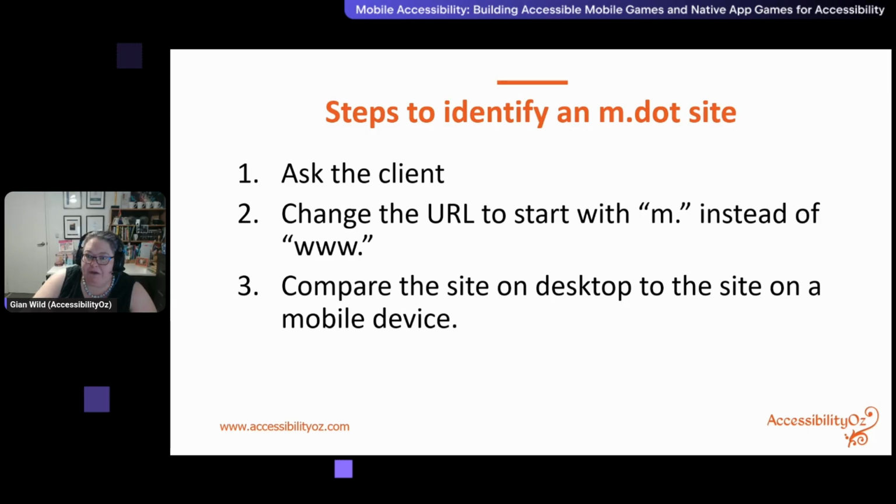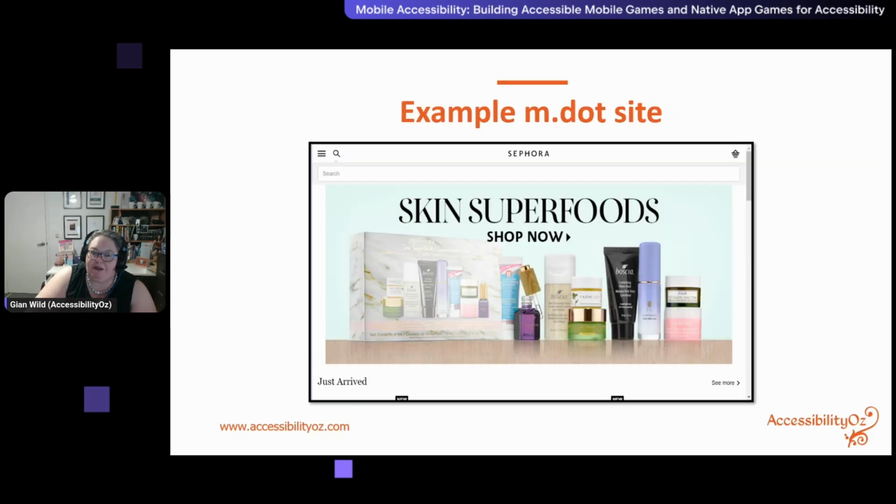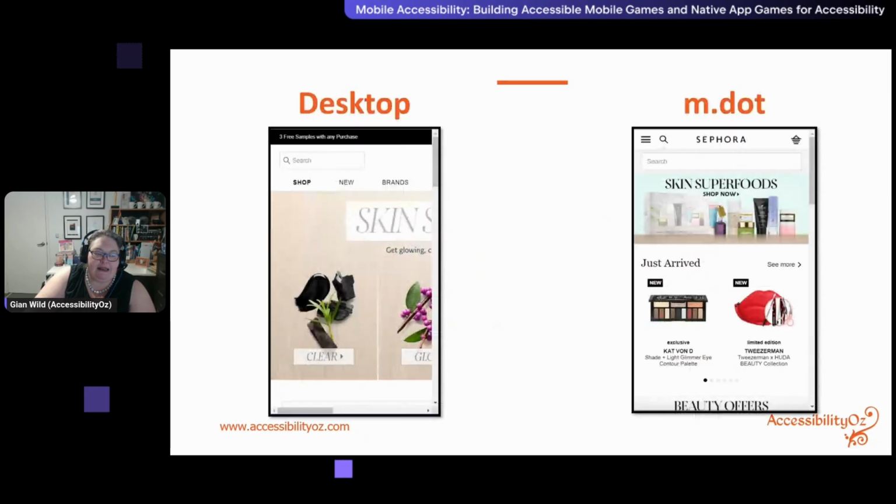So this is the Sephora website, and this is what it looks like, the www version on desktop, and this is the m.dot version on desktop. You can see it's got a hamburger menu, it's much cleaner, and if you look at them both on mobile, you can see that they are very different. So that's an m.dot site.